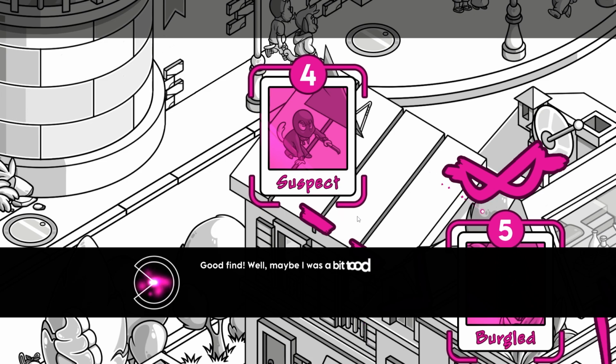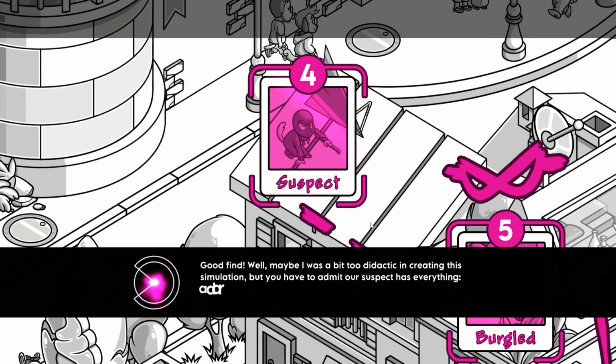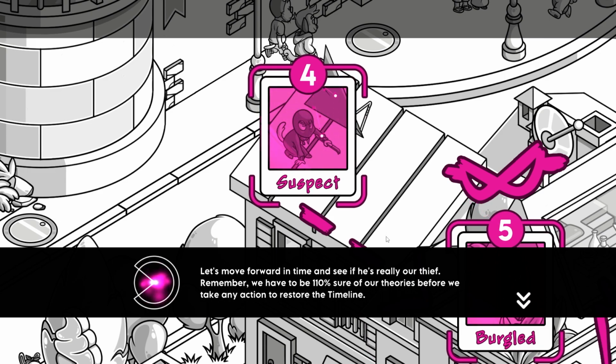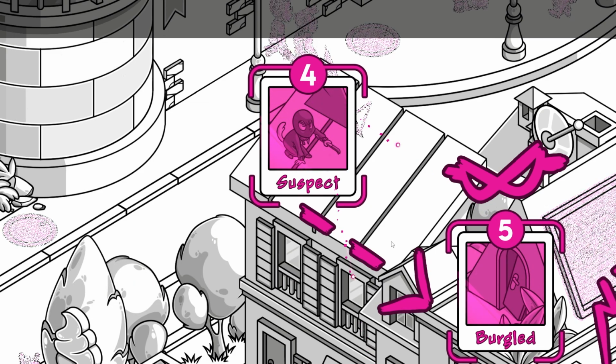Suspect. Good find. Well, maybe I was a bit too idiotic in creating the simulation. You have to admit our suspect has everything. A dark jumpsuit, a balaclava, a crowbar. He definitely isn't a heating technician. Let's move forward in time and see if he's really our thief. Remember, we have to be 100% sure of our theories before we take any action to restore the timeline.